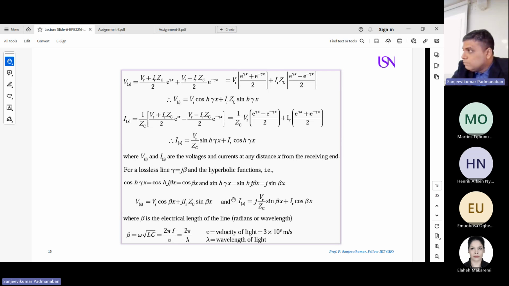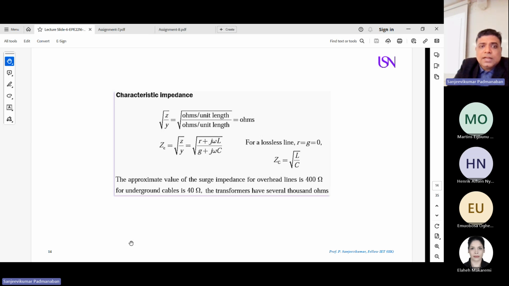From this, I am going to calculate beta, which is the electrical length of your line in radians, where beta equals omega times root of LC. From this, we can say beta is directly proportional to frequency. Omega is equal to 2 pi f, and the root of LC. Further, if you want to reduce this equation, you can write 2 pi f by v, which is equal to 2 pi by lambda. Lambda is the wavelength of the light, and v is the velocity of light. So you know these values. If you know these values, you can easily calculate beta of your transmission line.